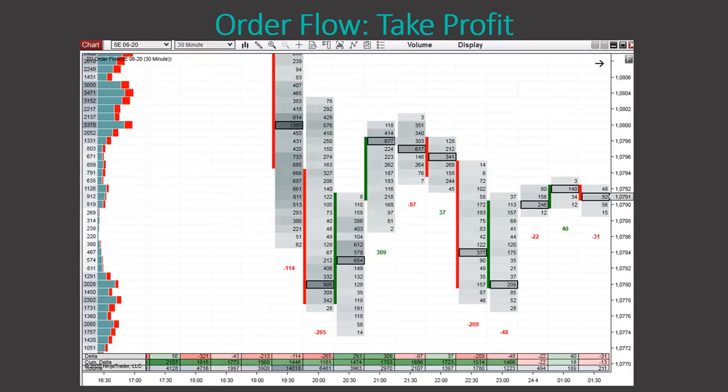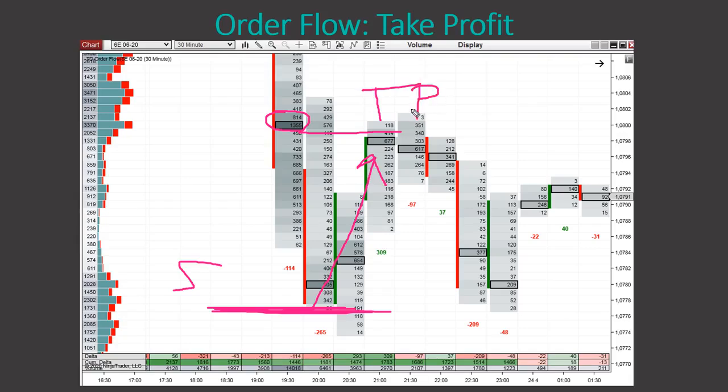Now, another example. Actually, there are two examples on this picture. Imagine you are long from here. You entered a long, let's say that there was some support, and you entered a long from there. You are looking for a place to quit your trade. This is a significant area, a high volume node with a huge number of contracts traded there. So one tick below it, just to be safe. This is your ideal take profit.